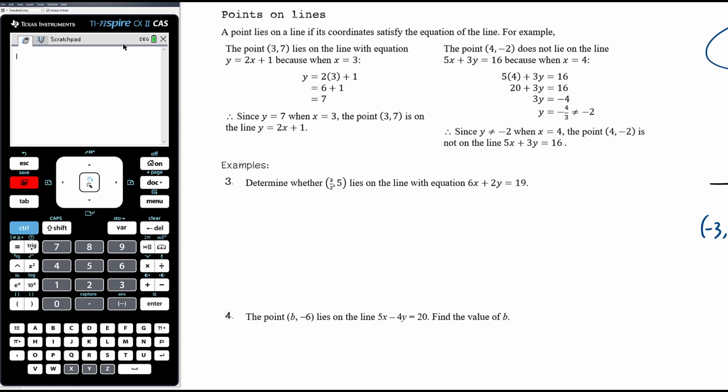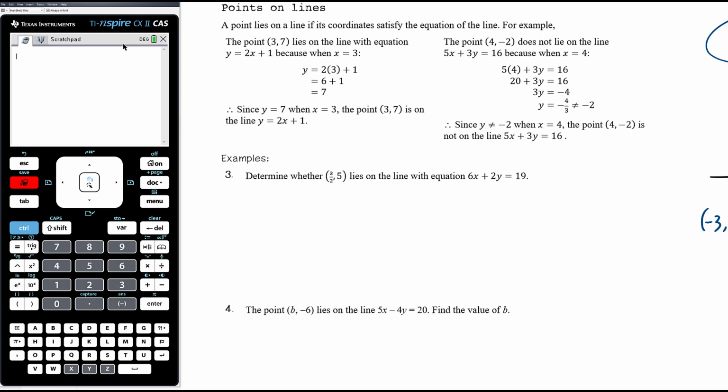So when we get asked questions like this, determine whether (3/2, 5) lies on the line with this equation, the important thing I want you to understand is the correct process by which to show this. You don't know if this point lies on the line. So what you should not do in your working out is immediately substitute x equals 3/2 and y equals 5 into the equation, because this equal sign might not then be correct, because we don't know whether it's true. We want to test.